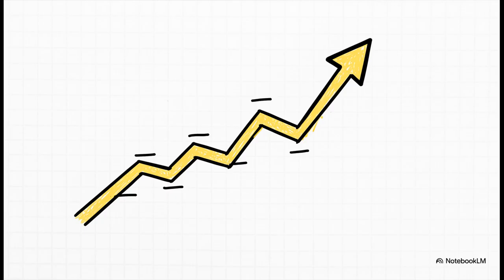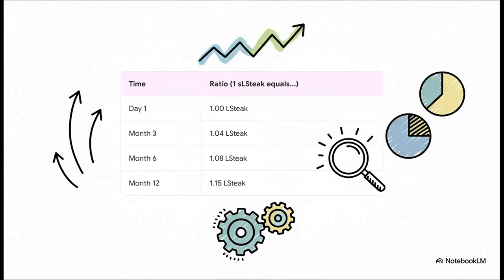And here is the absolute coolest part about it. By its very design, it can only go up. Let me say that again, because it's important. The ratio is designed to only go up. It never goes down. Just look at how this works over time. You might start out on day 1 where one LStake is worth exactly one LStake, a 1-to-1 ratio. But then the engines start working their magic. By month 3, maybe it's 1.04. Month 6, 1.08. A year later, maybe it's up to 1.15. The whole time you're holding, your share of the system is just growing.